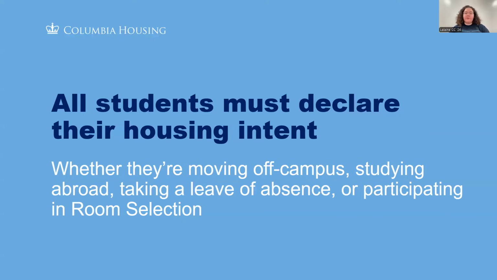And please, if there's one thing you remember from today's presentation, I want it to be this: you must declare your housing intent. In other words, you have to inform housing what your housing plans are for next year. This applies if you're moving off campus, studying abroad, taking a leave of absence, are already assigned to a room, or plan to select your own room. If you don't declare your housing intent, you will lose your guaranteed housing status.